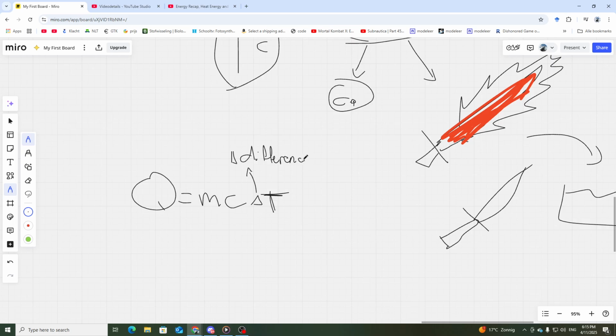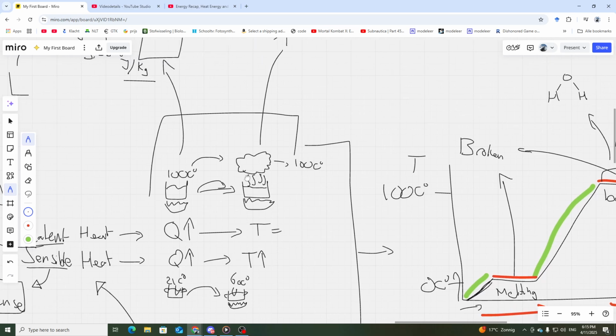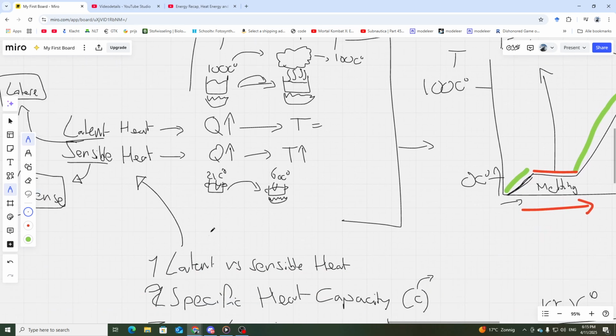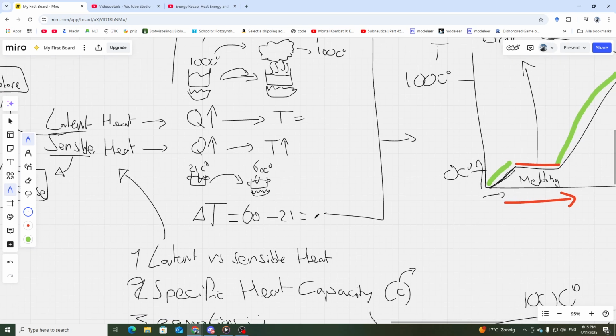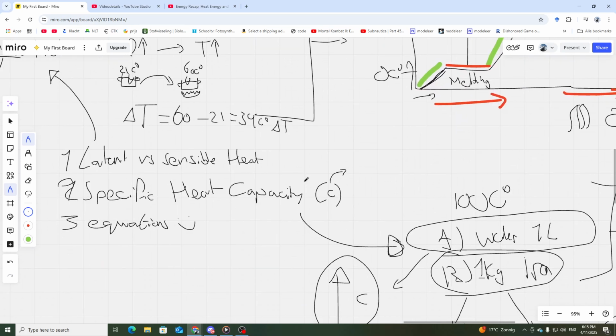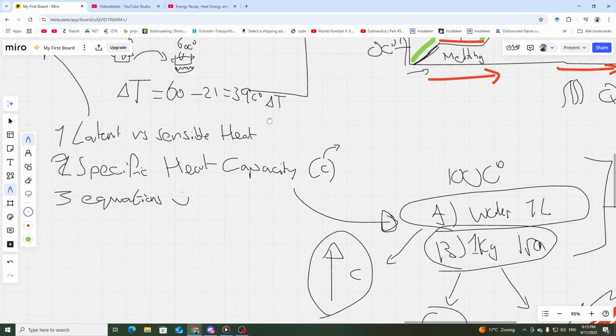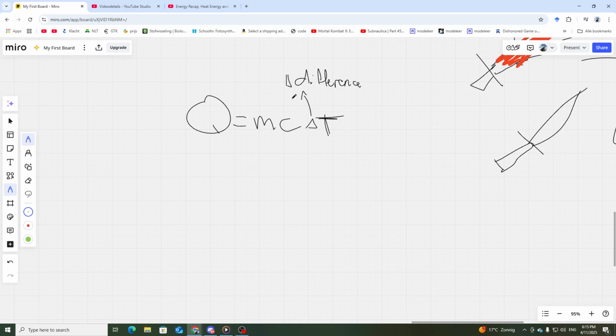So, for example, let's say we have an example here. Here we have a difference in temperature, and our delta temperature is equal to our final temperature, 60 degrees, minus our initial temperature, 21 degrees, so a difference of 39 degrees Celsius. This is our delta T. So the difference in temperature. And sometimes in questions, you will get told, hey, the water increased by 3 degrees. And sometimes it will say it went from 80 to 100 degrees.